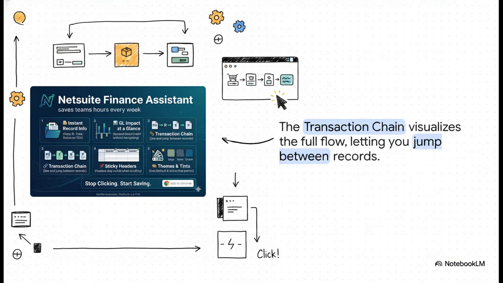This is the transaction chain, and honestly, it is such a game changer. It puts this simple visual map of the entire workflow right at the top of your screen. You see the purchase order, the item receipt, the vendor bill, and the payment, all neatly linked together. And the best part? You just click on any step in that chain, and it takes you straight to that record. No more digging around in the Related Records tab trying to figure it out.